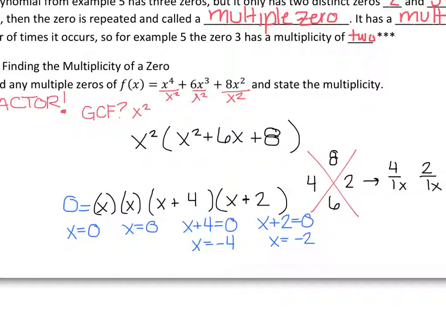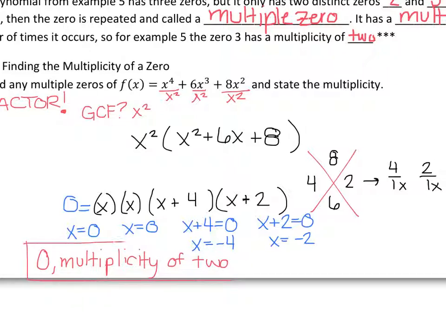So how many zeros do I have? 4. How many distinct zeros do I have? 3. -2, -4, and 0. So which one is my multiple zero? 0, and what's its multiplicity? 2. Multiplicity of 2.